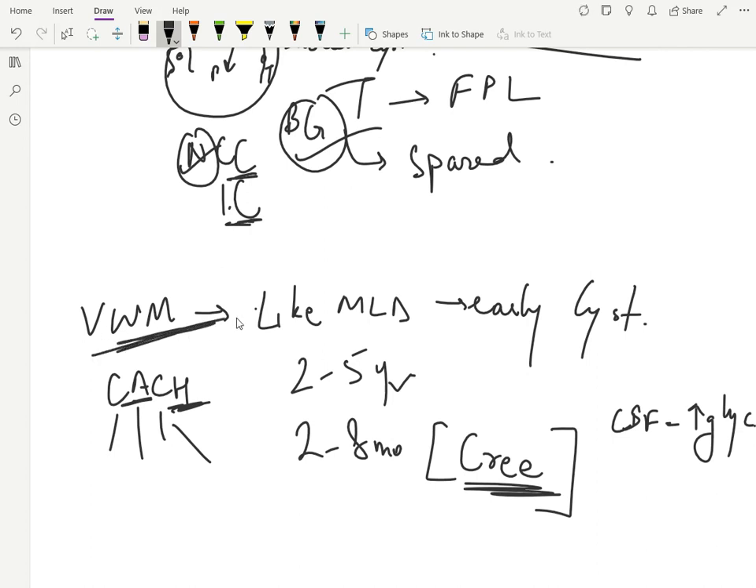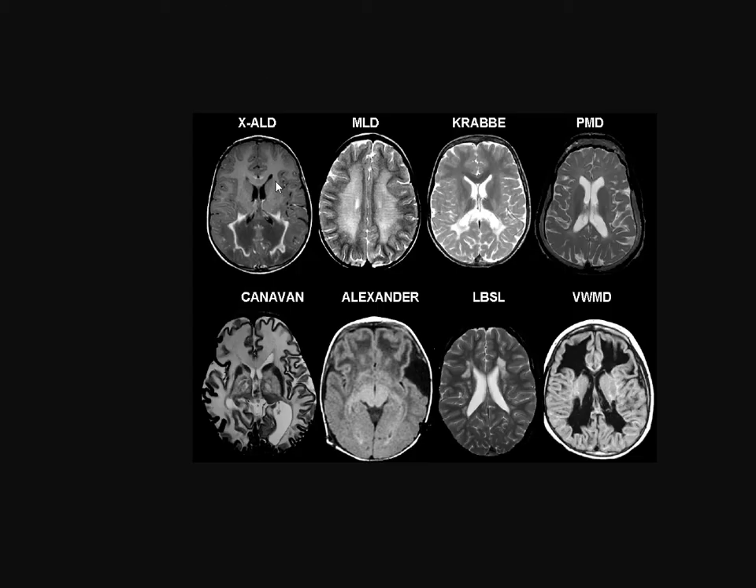Let me just show you a picture. Now this image is consolidating everything that we talked about. We'll start with MLD. MLD over here has deep white matter involvement with no subcortical U fibers involvement, and there's sparing of the U fibers, and there are subtle hypo-intensities within the white matter, giving it a tigroid appearance.